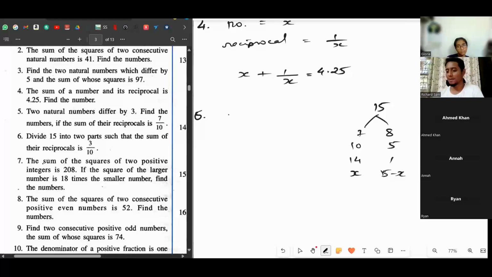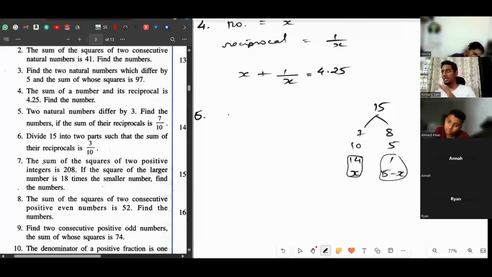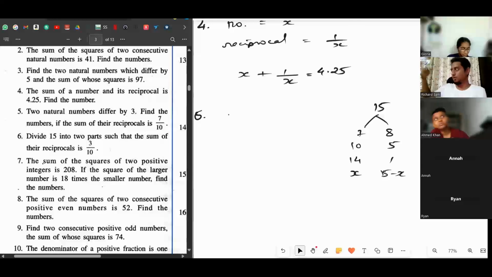How did we get this? See, you put any of these numbers here. Take x is equal to 14. All right. Suppose x is 14. Then 15 minus 14 is how much? 1, right? You saw that? So if you take the first number as x, the second number will be the total 15 minus x. Is that clear, everyone? Whenever they say divide something into two parts, always the first part you take as x, and the second part you take as the total minus x. Is that clear? All right.